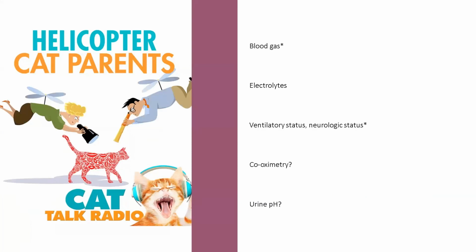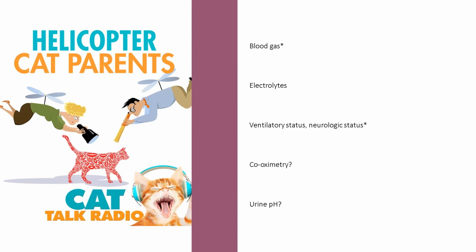So for monitoring, this is where you might want to be a helicopter parent. An arterial or venous blood gas, electrolytes, ventilatory and neurologic status, co-oximetry, and urine pH. For the blood gas, you want to monitor your CO2, your electrolytes, maybe even your saturation of oxygen. A lot of the blood gas machines do have co-oximetry, which you can use to see the amount of oxyhemoglobin to help determine if you're causing a left shift of the oxyhemoglobin curve, where the hemoglobin has a difficult time unloading oxygen into the tissues, which can drive an increased lactate or hyperlactatemia, other than the mechanism that we've already mentioned.